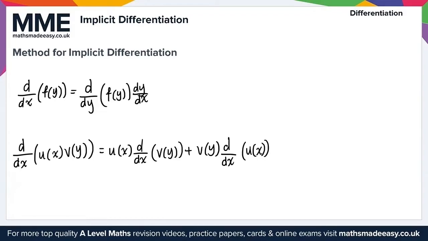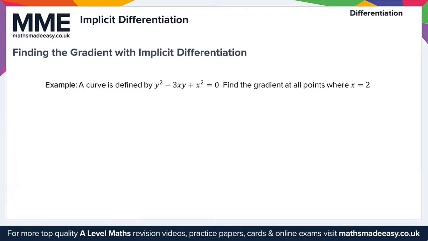And finally, for step 4 then, we rearrange the resulting equation to make dy by dx the subject to obtain our correct differential there. So that gives us everything we need there for a method for implicit differentiation. Moving on now to take a look at finding the gradient with implicit differentiation. So with implicit differentiation, we can still find the gradient just like we would with regular differentiation.